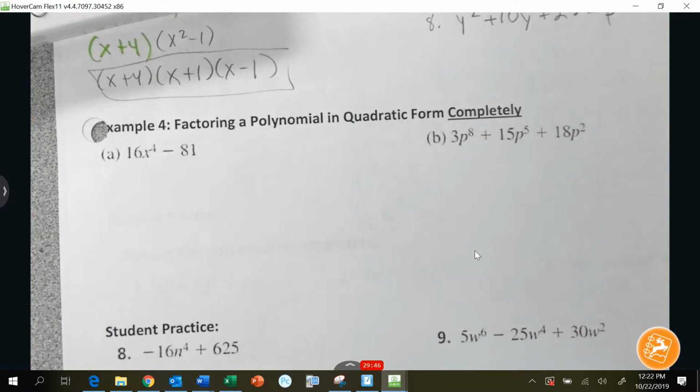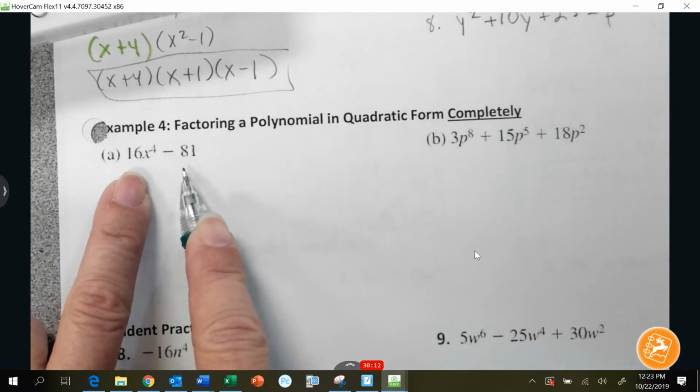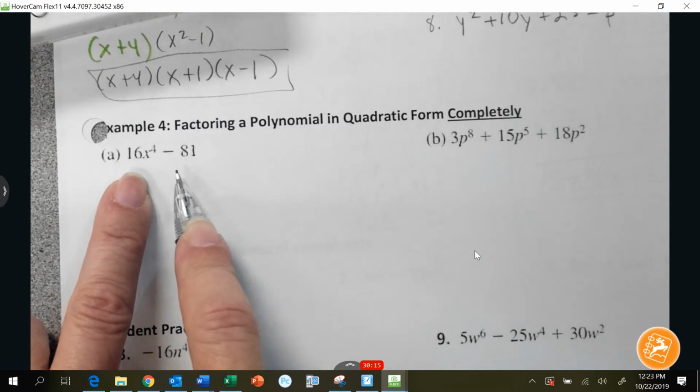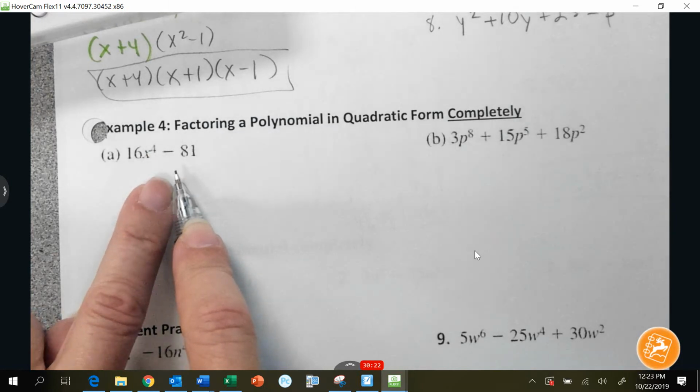What goes into 16? 4s, 2s, 8s. What goes into 81? 3s, 2 does not go into 81. 9s, 27. Do they have anything in common? Nah. No GCF. I still go to my next step that says this is a binomial. Is it cubes? No, that's to the 4th power. Is it squares? Is it a difference of squares?